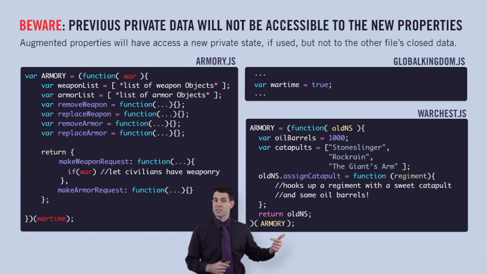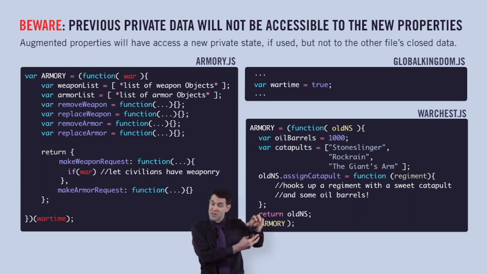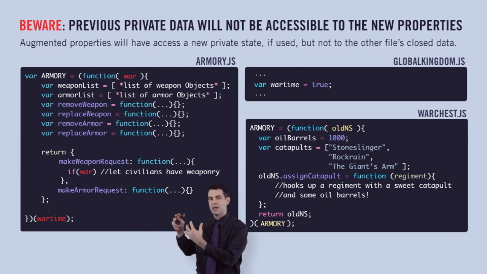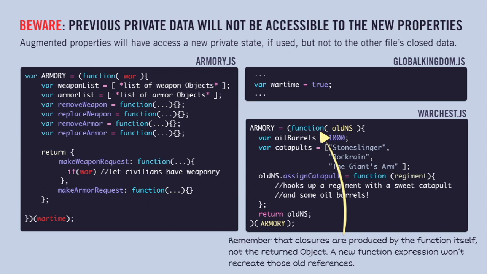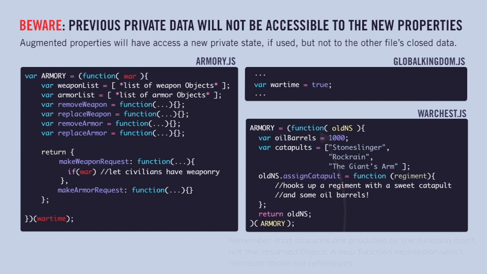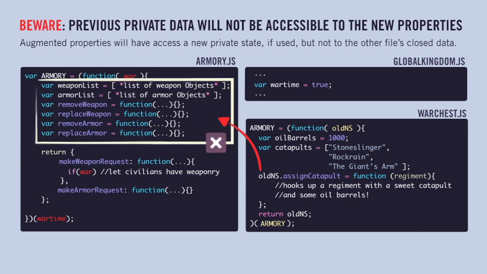The augmented properties will have access to their new private state, and all those public methods over here will also have access to the private data right here. But none of these public or private values will have access to the closed data from the previous file. Remember that closures are always produced by the function itself and never the returned object. So, if we build a new function expression in our war chest file, it's not going to recreate all those closure references back to the old function that was made in the previous file.